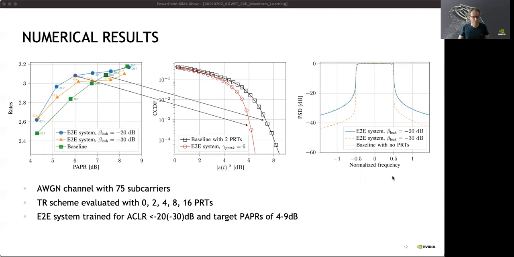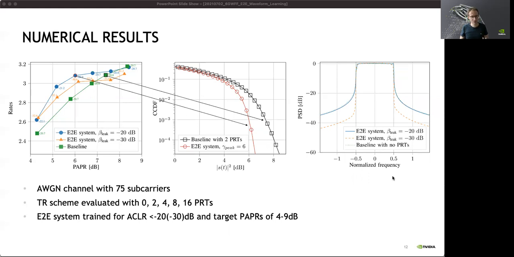So these were all generated for an AWGN channel and an OFDM system with 75 subcarriers. So the odd number here was chosen simply for symmetry reasons. The tone reservation scheme was implemented using different numbers of PRTs, so to trade off spectral efficiency against reduced PAPR. And the end-to-end system was trained for 2 different ACLR targets, -20 and -30 dB, as well as different PAPR targets in the range from 4 to 9 dB.